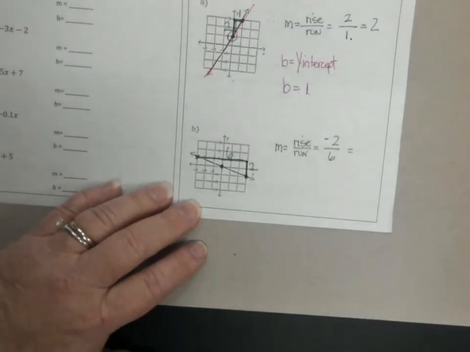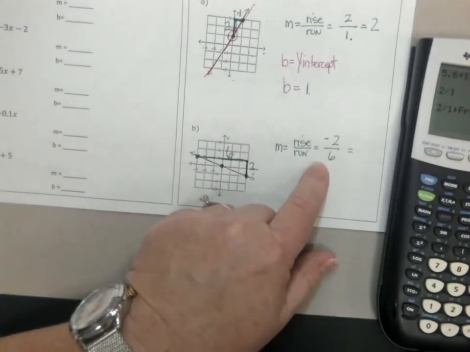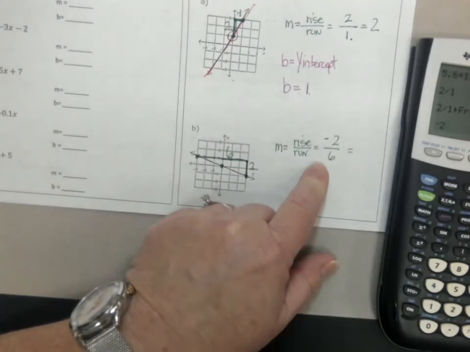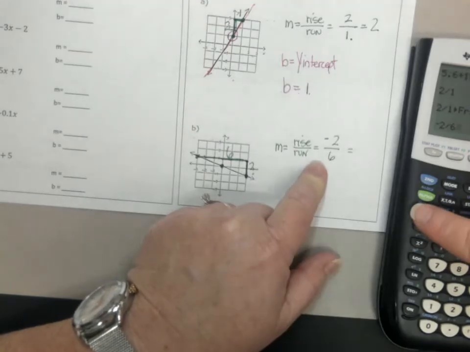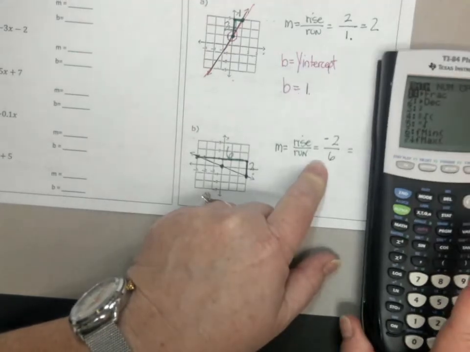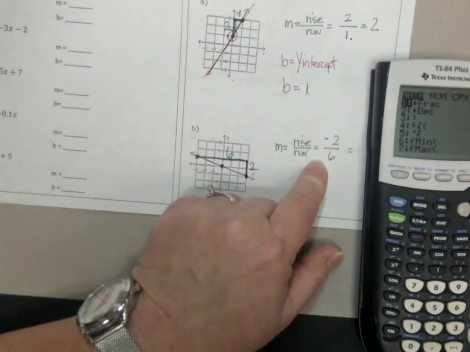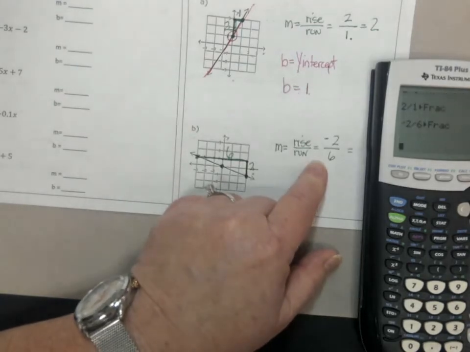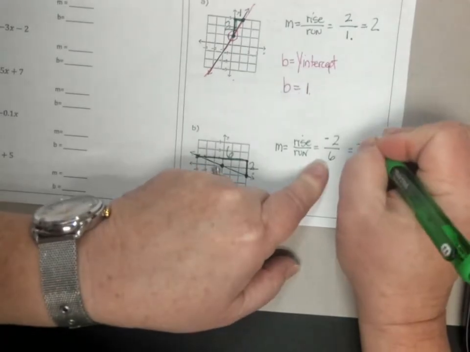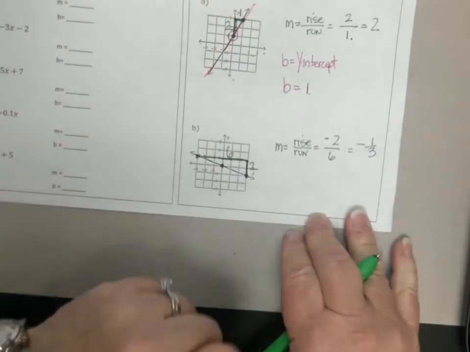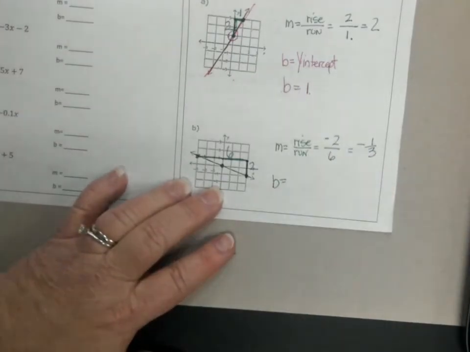So I'm going to put this in my calculator, but I need to keep it as a fraction. So -2 divided by 6, and I'm going to hit my math key. And I want a fraction, so that's number 1. You can hit 1, enter, or I just like to hit enter, enter, and I get -1/3. So my slope is -1/3.